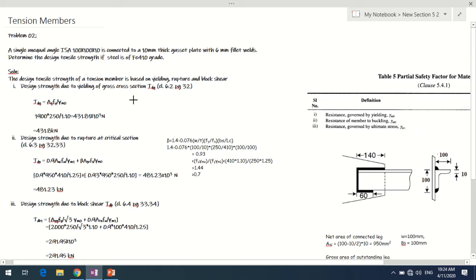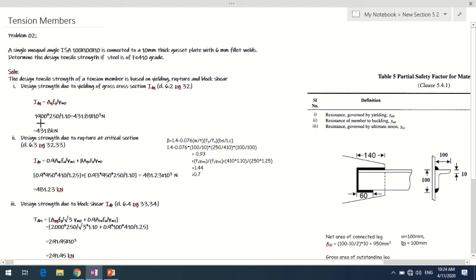So we'll go ahead with calculating the design tensile strength in three different criteria, that is yielding, rupture and block shear. When it is a question of yielding, it is given by Tdg, which is Ag into fy upon gamma m0, clause 6.2 of IS 800, page 32. So the gross area here will be the area of this connected leg plus the area of the unconnected leg, or the outstanding leg.